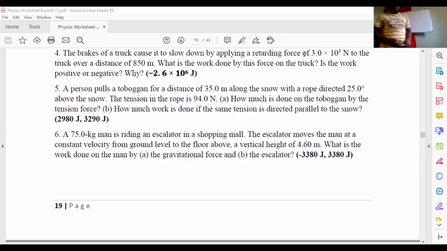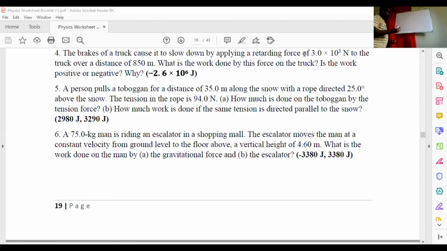All right, question 4. The brakes of a truck cause it to slow down by applying a retarding force of 3.0 times 10 to the 3 newtons to the truck over a distance of 850 meters. What is the work done by this force on the truck? Is this work negative or positive, and why? All right, so let's look at that.